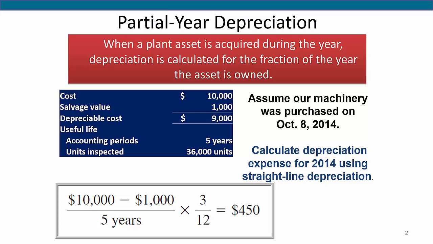Using straight-line depreciation, we compute 3 months depreciation by multiplying the annual depreciation by a fraction where the numerator represents the number of months of use and the denominator is 12. In this case, the fraction is 3/12 and results in depreciation expense for 2014 of $450.